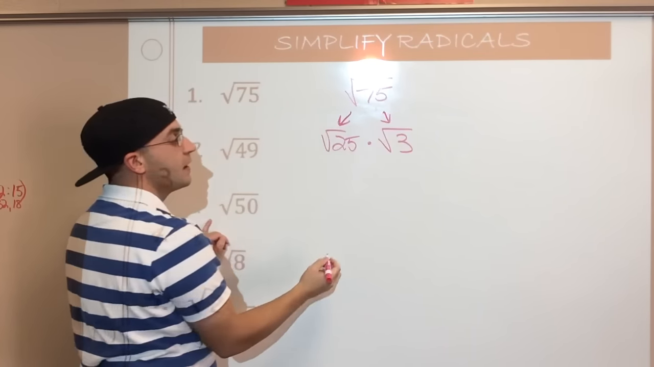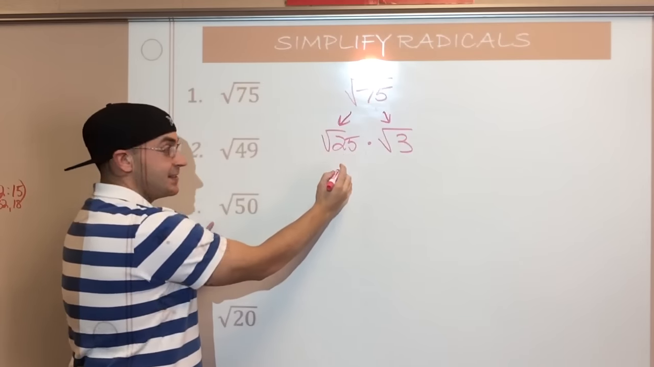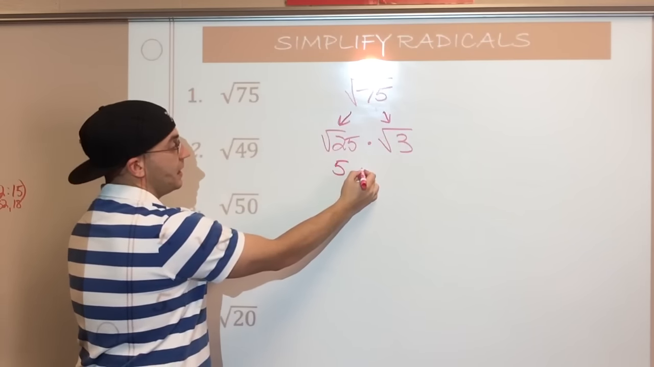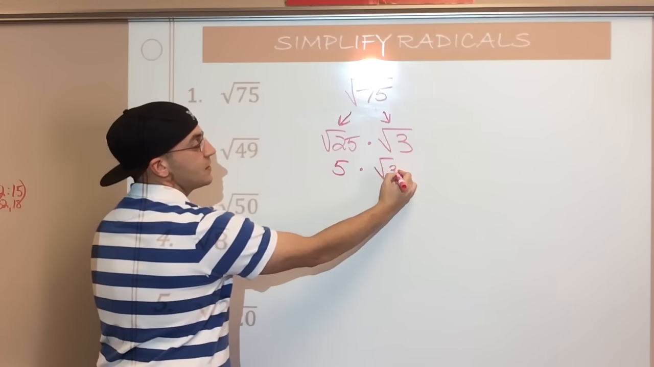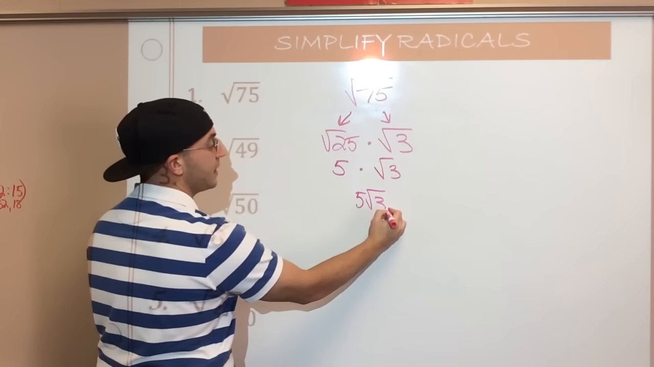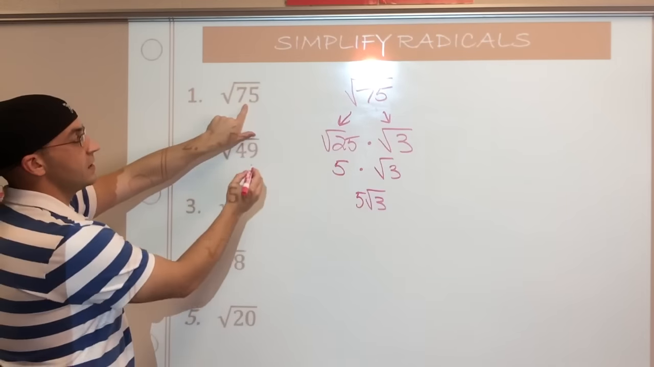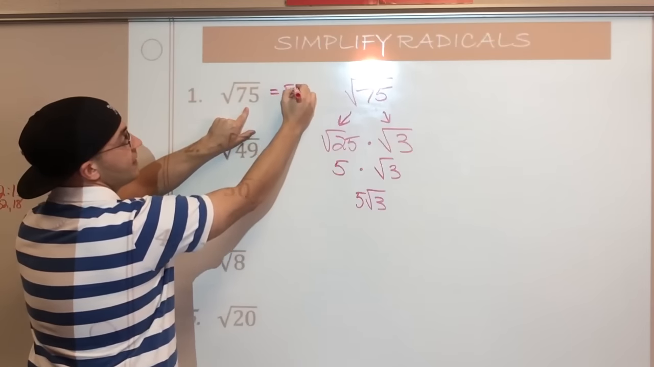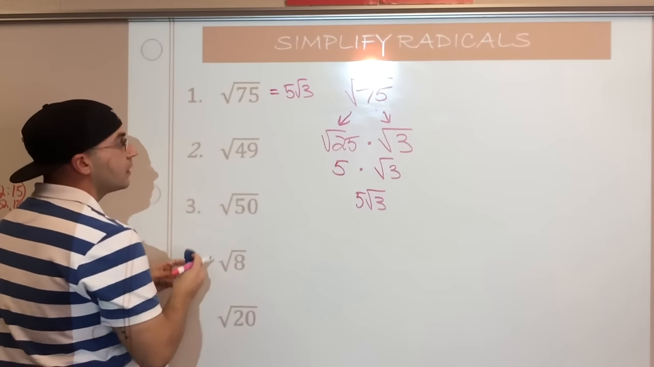Forgot the arrow, sorry. Now I know what this is. This happens to be 5. I can't break this down anymore. So this is going to be 5 times the square root of 3, which simply gives me 5 root 3. The simplified version of the root 75 here is 5 root 3. Done. Okay? Let's move on.